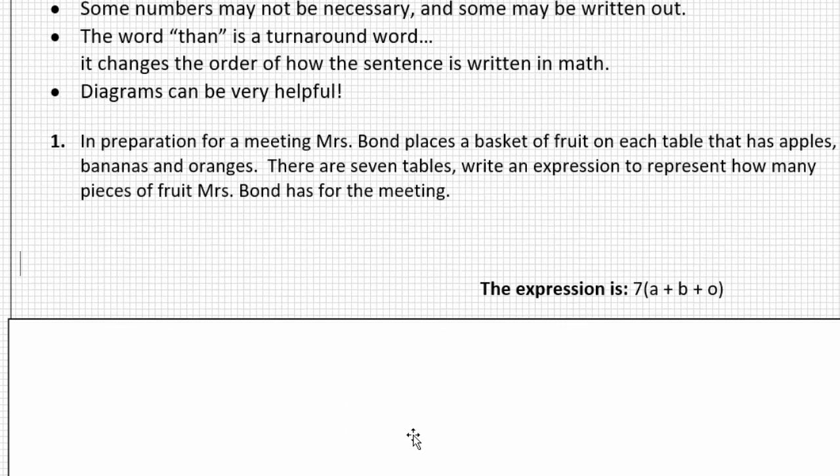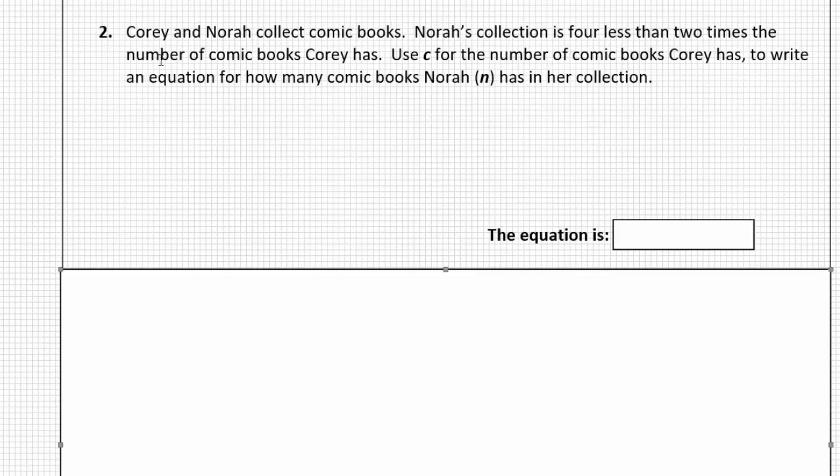Let's go ahead and try our second problem. Here we are talking about Corey and Nora, who collect comic books. Nora's collection is 4 less than 2 times the number of comic books Corey has. Use C for the number of comic books Corey has to write an equation for how many comic books Nora has in her collection.